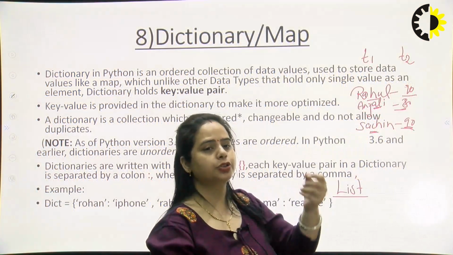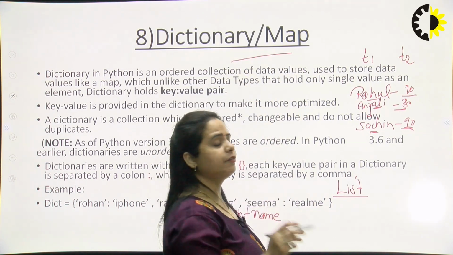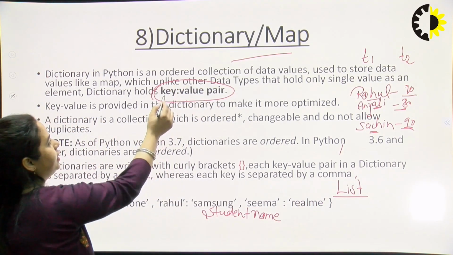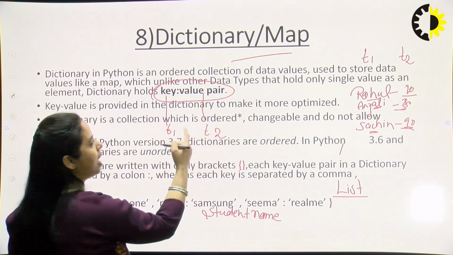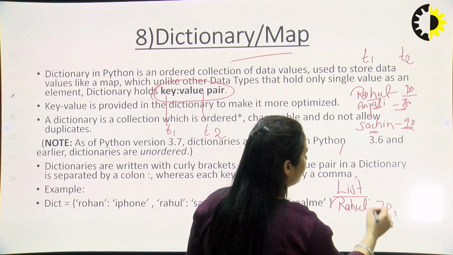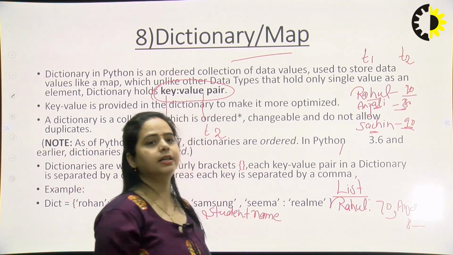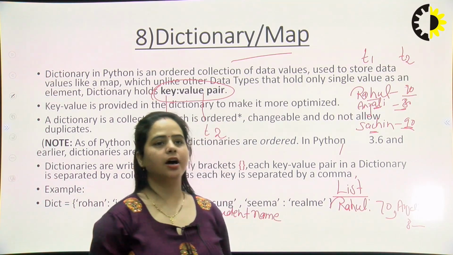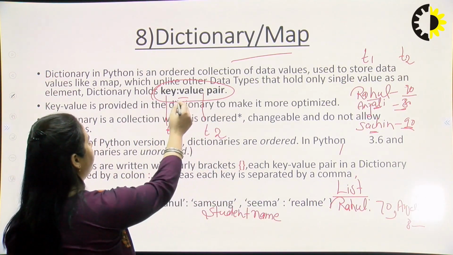If I want to store these related elements, then I may use a dictionary or mapping in the form of key-value pairs. Key will be T1 and value would be T2. So I may store this like this: Rahul colon 70 comma Anjali colon 80 and so on. So basically a dictionary is an ordered collection of data values used to store data values like a map, which, unlike other data types that hold only a single value as an element, holds key-value pairs.